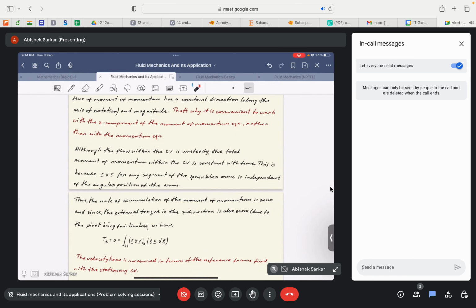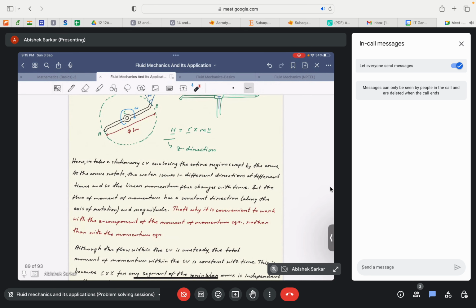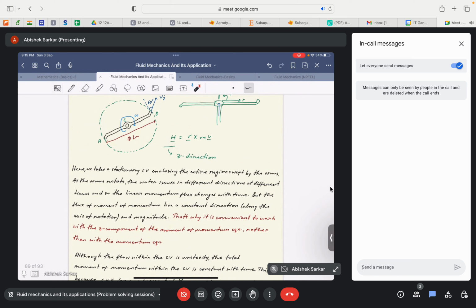Since this is constant, we can essentially neglect the unsteady part of the angular momentum equation, not the linear momentum equation, but the angular momentum equation. Thus the rate of accumulation of the moment of the momentum is zero. And since the external torque in the z direction is also zero, this term is zero. Why? Because from the start we have assumed that the friction between the pivot and the portion of the sprinkler that is attached to the pivot is negligible or zero.